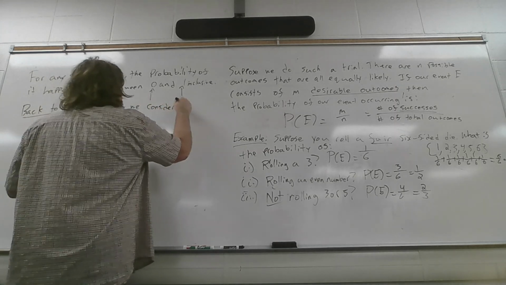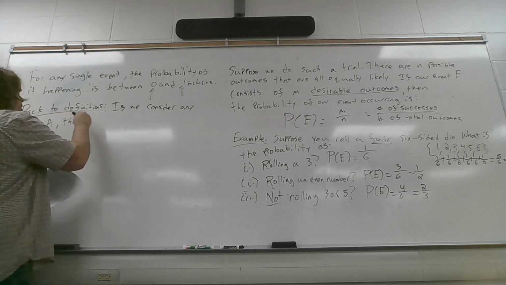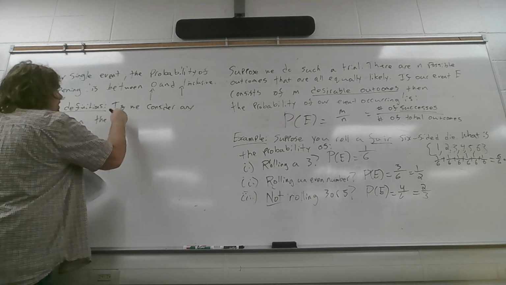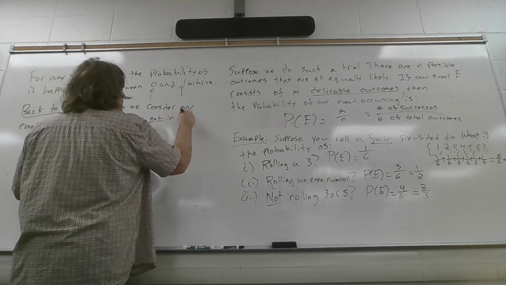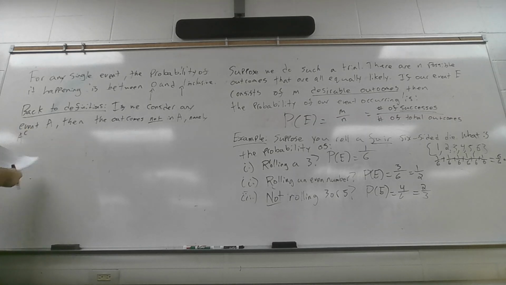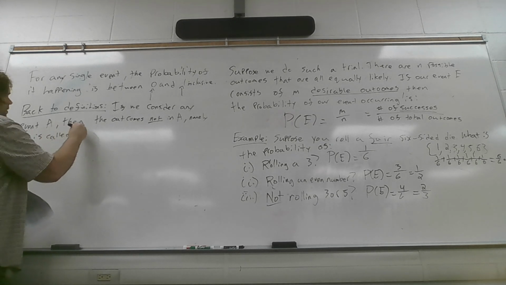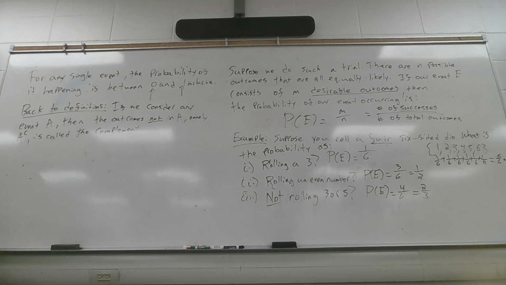So if we consider an event, let's call it A, then the outcomes not in A, well, we have a symbol for that. The complement. Right, and that makes sense. These event spaces are just sets, right? It's just a set of things. So we can perform our set operations on them.